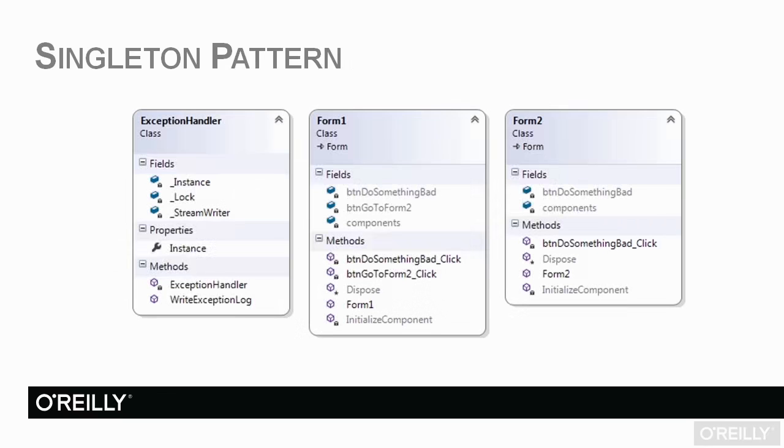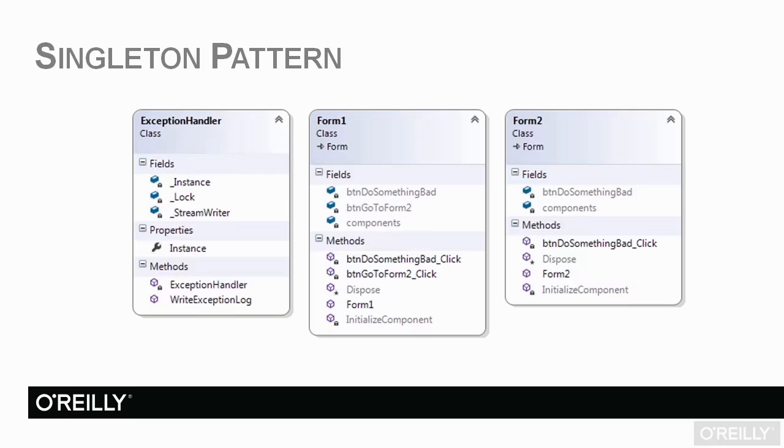And here's our class diagram. The exception handler is over on the left, and you can see the private fields. We have the instance field. We also have a lock object that we're going to use to make our instance property thread safe. And we have the stream writer that we're going to use to actually write the exception log. We have methods, and as you can see, the first is the exception handler constructor, and it's private. And we also have writeException log, which is public.